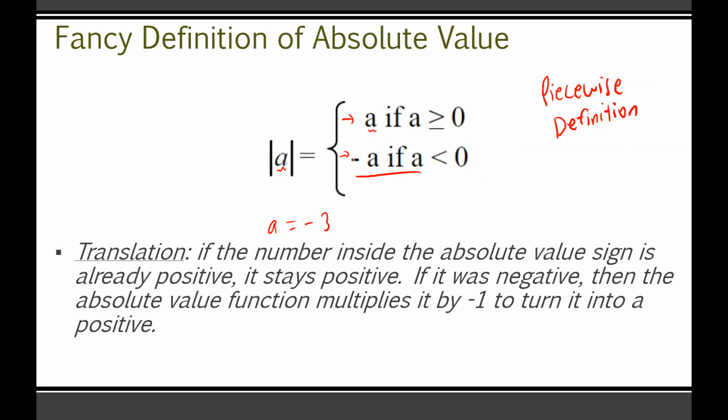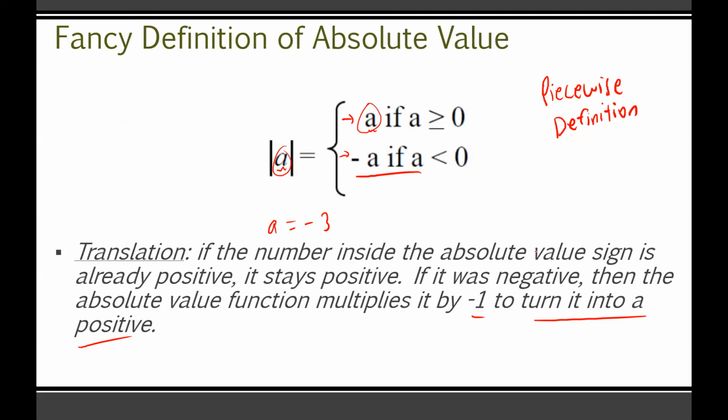So in other words, this negative in front of here just acts as like a -1 to multiply it to turn it into a positive. So you can read that translation there. If the number inside the brackets or inside the absolute value sign is already positive, then it stays positive. It doesn't do anything to it. It's just still A. It's still what it started with.